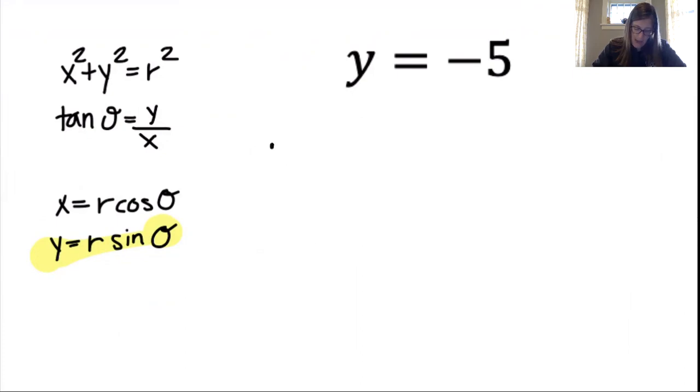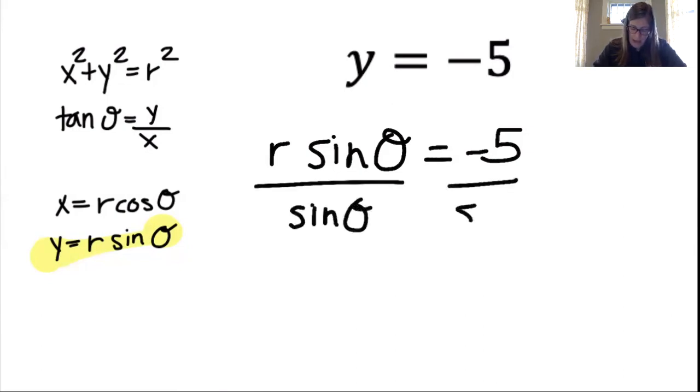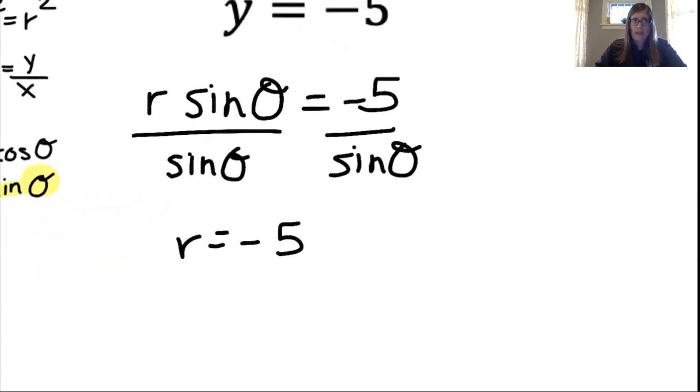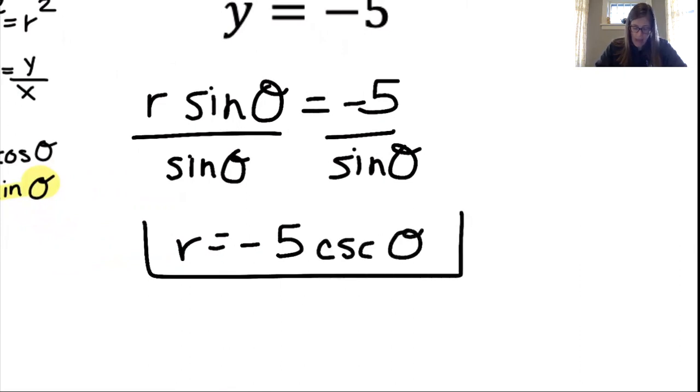So where I see y, I can write r sine theta equals -5. Now it at least has polar values, r and theta. But remember, you try to solve for r. So we're going to divide both sides by sine theta, and then r equals -5. Instead of dividing by sine theta, dividing by sine theta is multiplying by its reciprocal, cosecant theta. And we have a nice equation there.